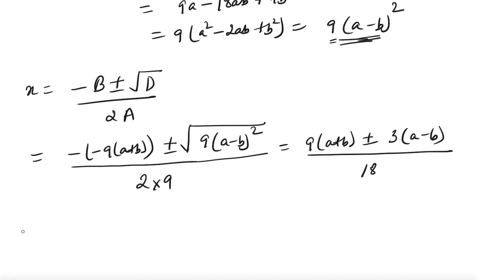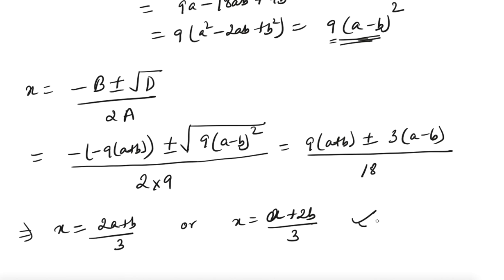Okay, so from this we'll get the two roots as x = (2a + b)/3, or x = (a + 2b)/3. Hence these are the roots of the given quadratic equation. So now I think that you might have a clear picture of how to find the roots of a quadratic equation using the quadratic formula. The formula is really very simple and you can apply it for any set of quadratic equations.